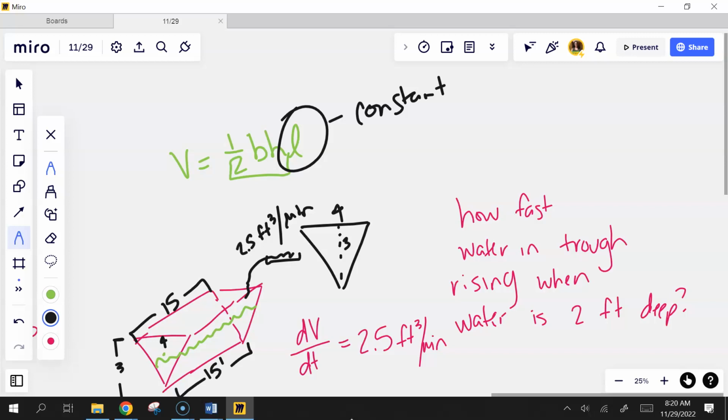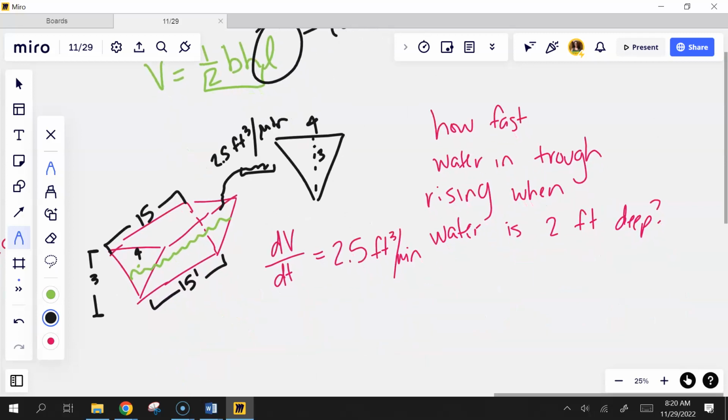You absolutely could. Because it's going to be 15 regardless. Y'all okay there? So when we start, we'll say now the volume is 15 over 2 base times height. Does that make sense? Now take the derivative.